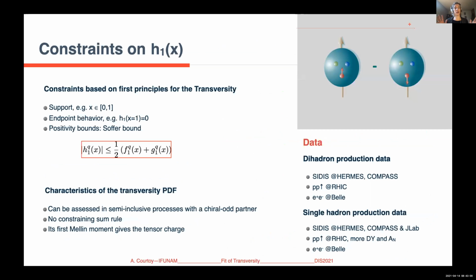There are few constraints based on first principles for transversity. The thing is that we don't have any constraining sum rule if you compare with the other PDFs.